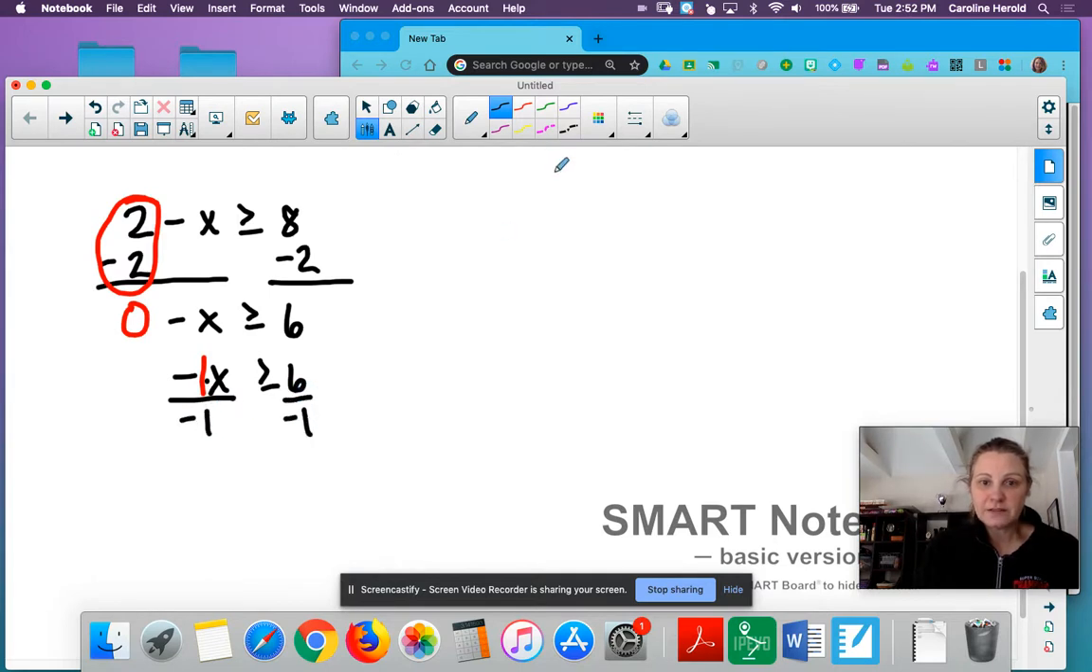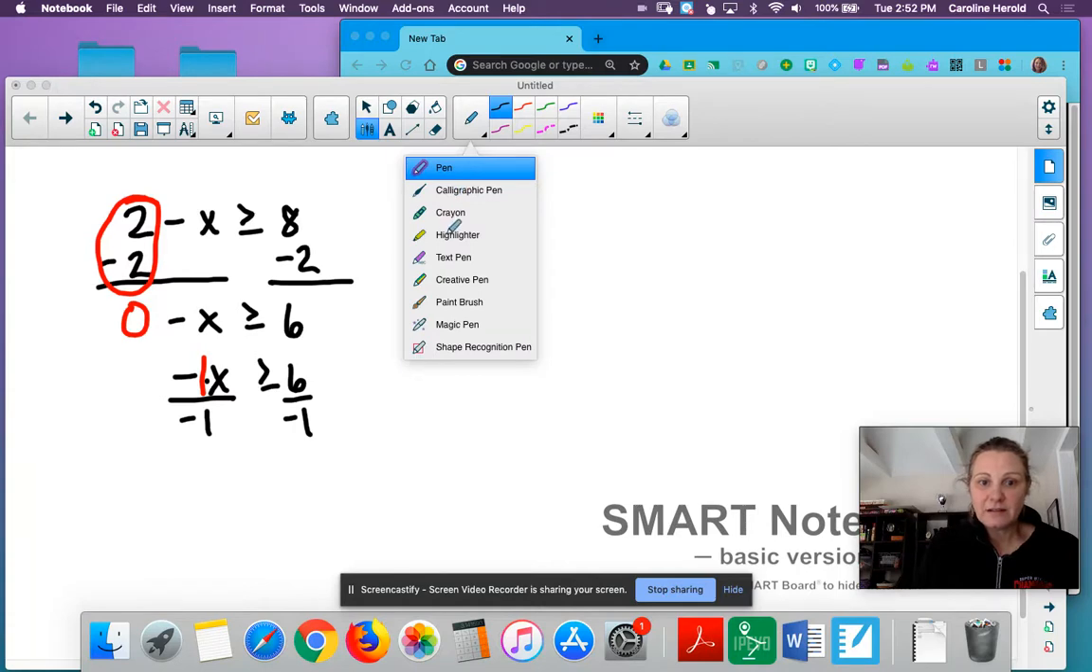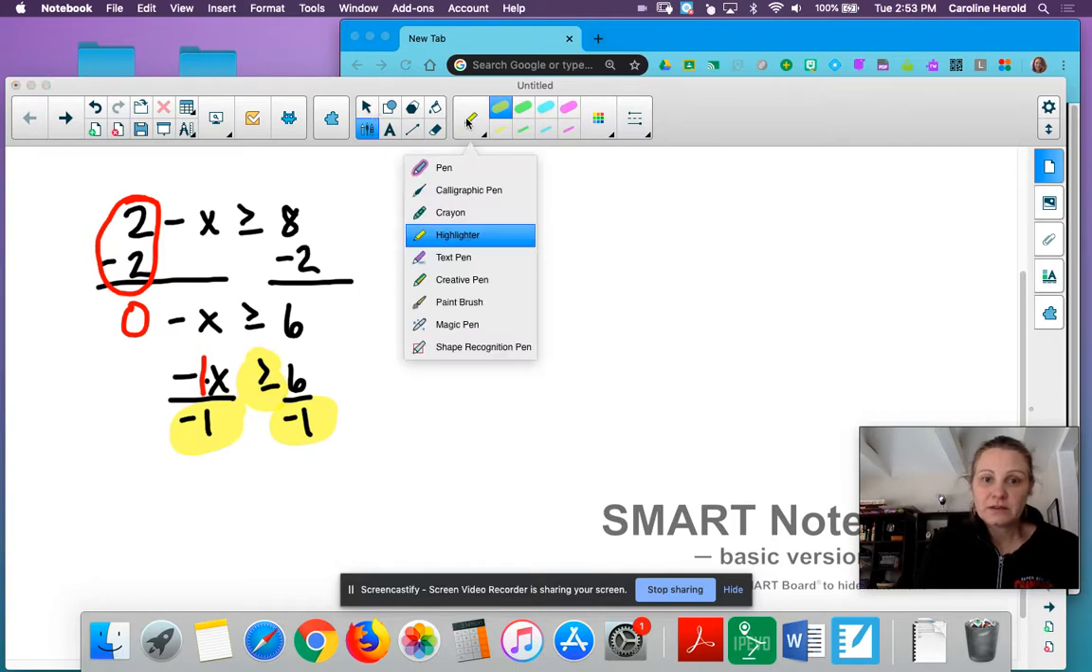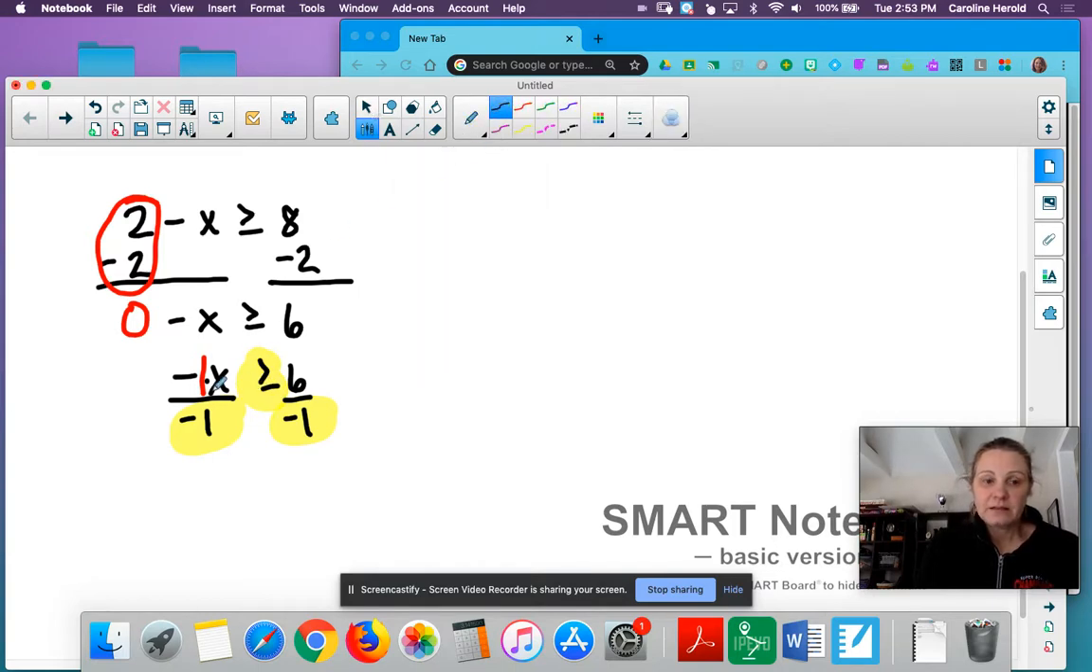Well, there it is, folks. That is the step that I have to be really careful of, because when I multiply or divide by a negative number, the inequality also has to switch. So let's go ahead and see what we get. Negative 1 divided by negative 1 is a positive x. When I switch the inequality here, I get less than or equal to, and 6 divided by negative 1 is negative 6.